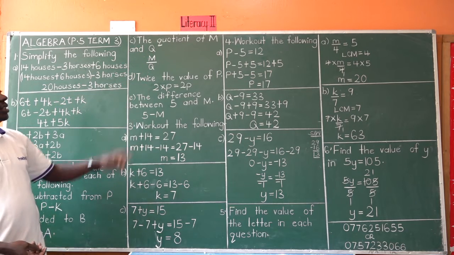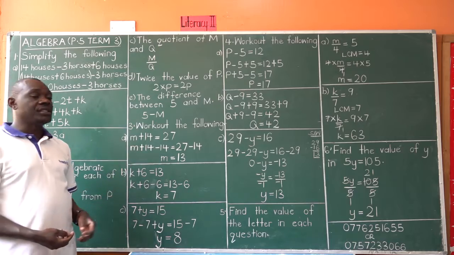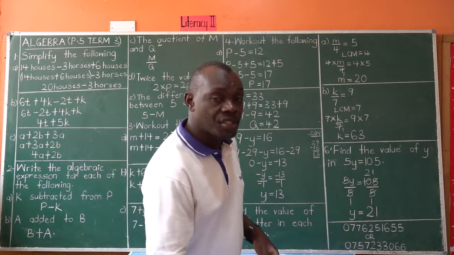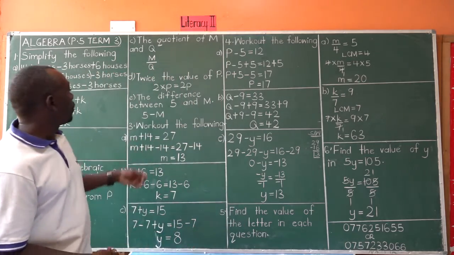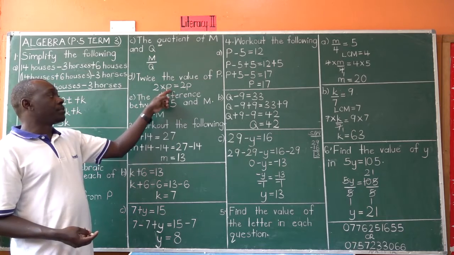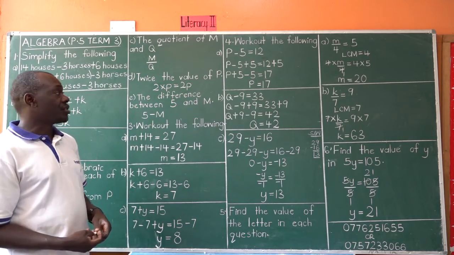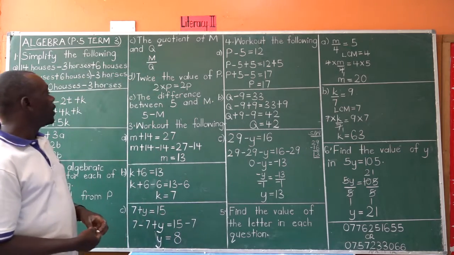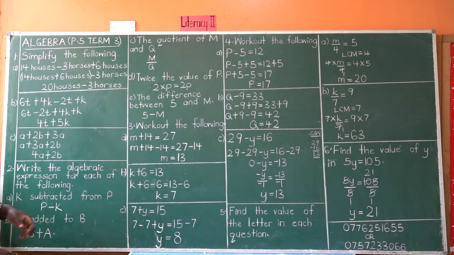Then D, twice the value of P. Twice means 2 times. So they are meaning 2 times P value. So that's 2 times P, which is 2P. That is twice P. So the expression is 2P. That is how we write the expressions, as easy as that.